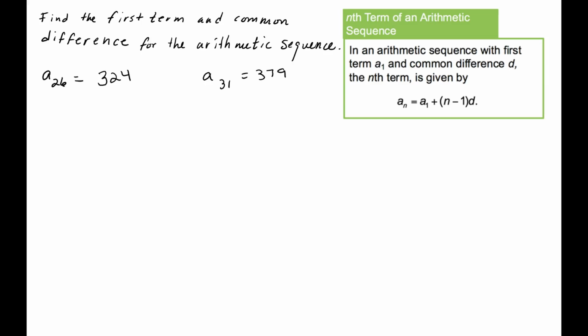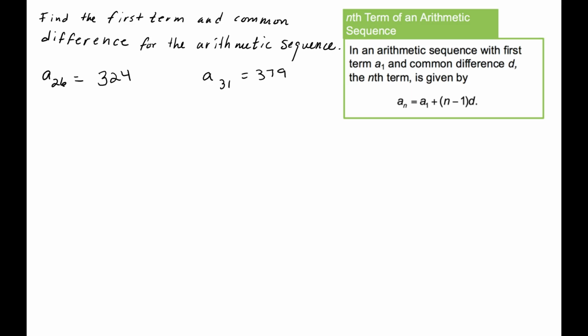Okay, now we've come to an example where we're given the 26th term and the 31st term. And the question is, let's find the first term, A1, and the common difference, D, for the arithmetic sequence. Well, this creates a bit of an issue because we're missing some information, obviously. So what we're going to do is consider that maybe we could set up a very basic system of equations, and then we'll go from there.